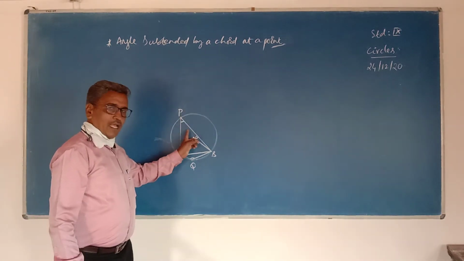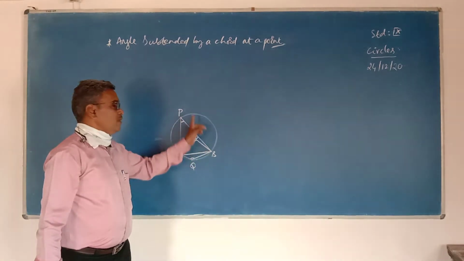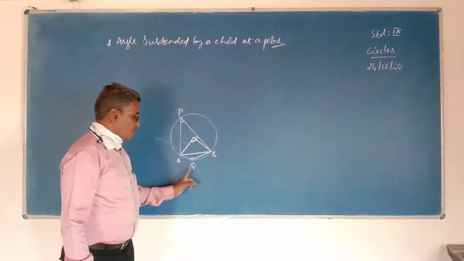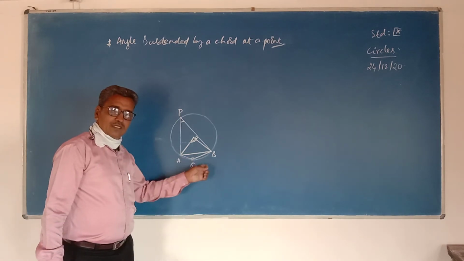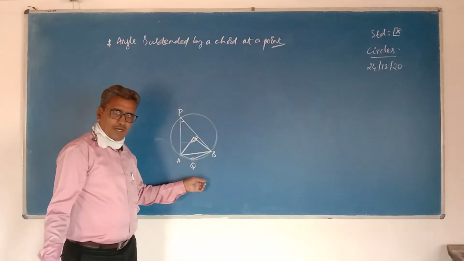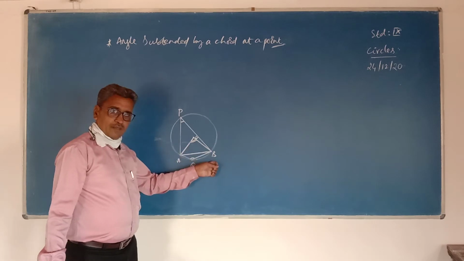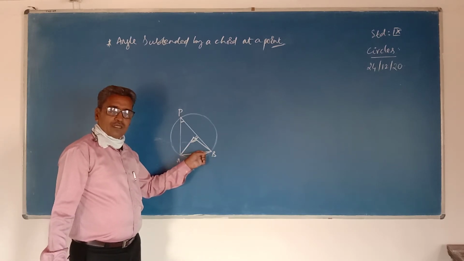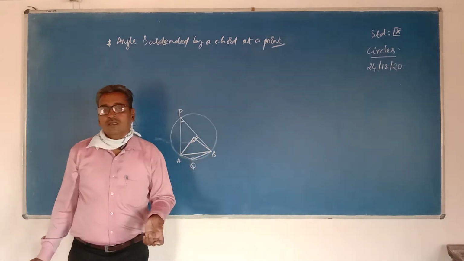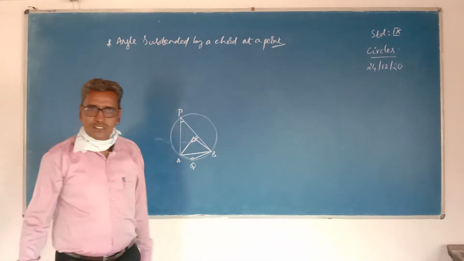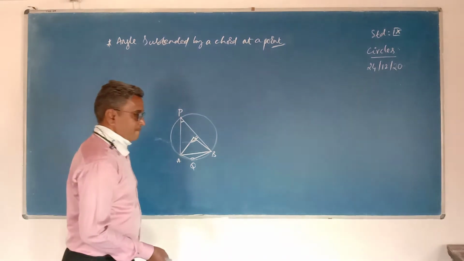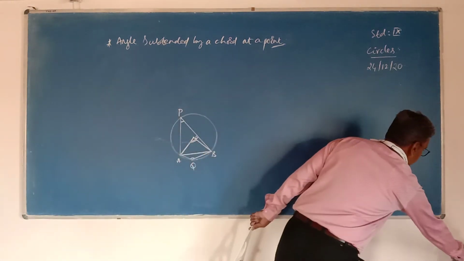Understood? APB is the angle subtended by chord AB at P, it means major arc. Q is any point. AQB is the angle subtended by chord AB at Q, it means minor segment or minor arc. AOB is the angle subtended by chord AB at the center. How these angles are related, in the next part we will see. Okay, so now the next part.